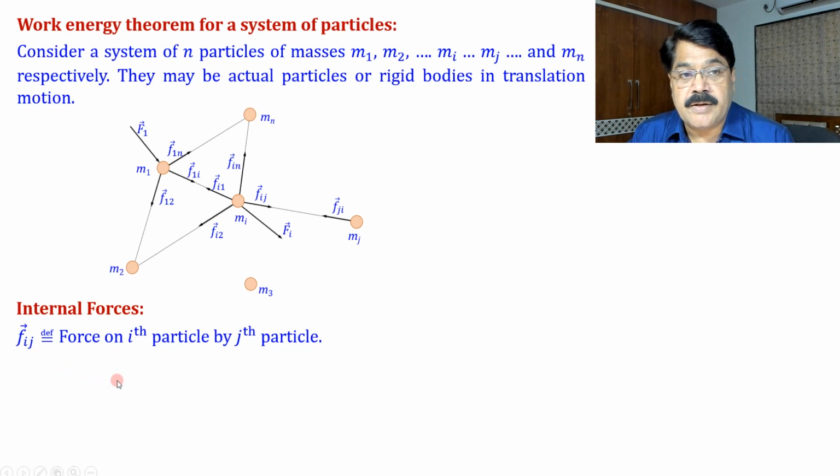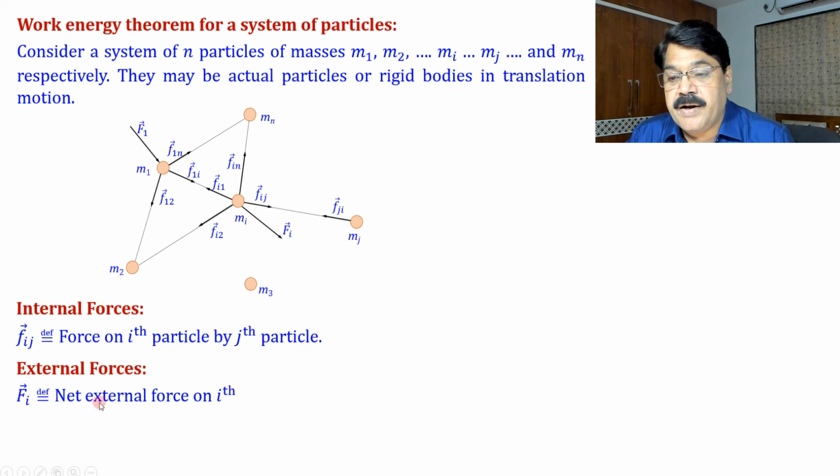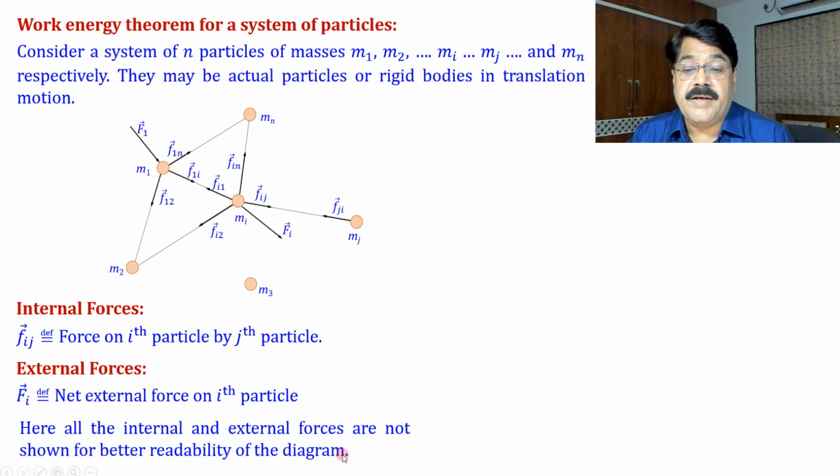Similarly, we describe the notation for external force. Here external force is the external force for the entire system, and we are denoting that by capital letters. So capital Fi, how is it defined? Net external force on the ith particle. Here again in this diagram, all the internal forces, all the external forces and all the particles are not shown, for the clarity of the diagram, or you can say for better readability of the diagram.